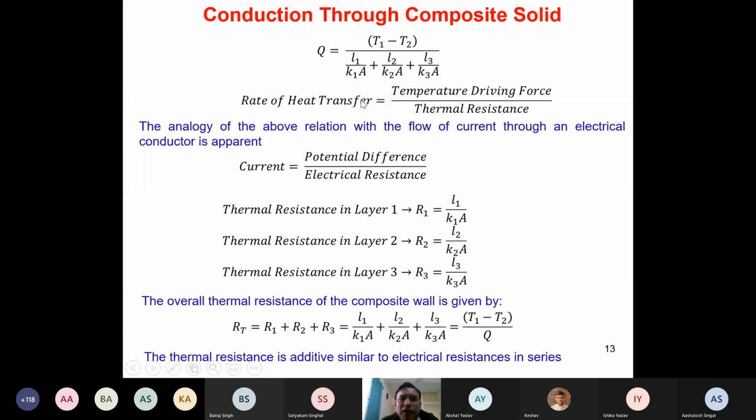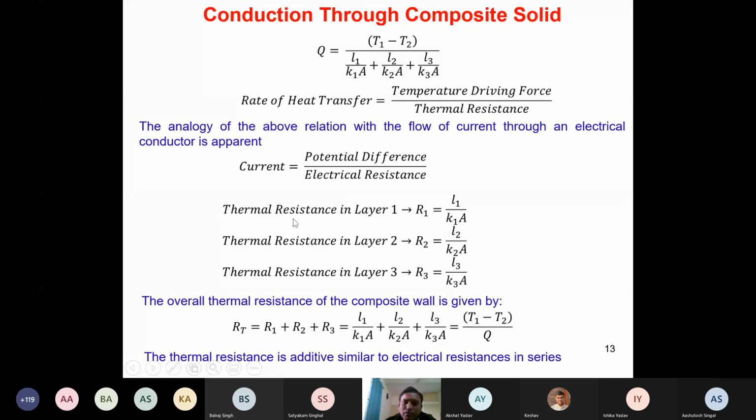So the rate of heat transfer here is obtained as the temperature driving force divided by the thermal resistance, and this is similar to an electrical conductor. In an electrical conductor, current is also given as the potential difference divided by the electrical resistance. So there is an analogy between the electrical conductor and the thermal conductor.